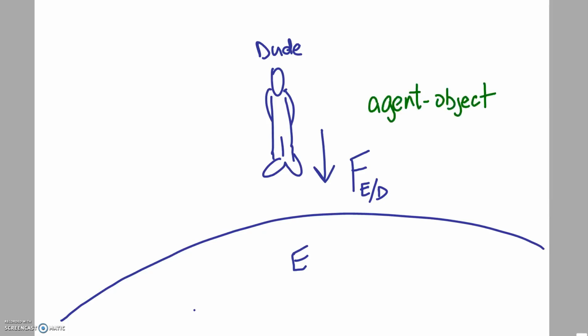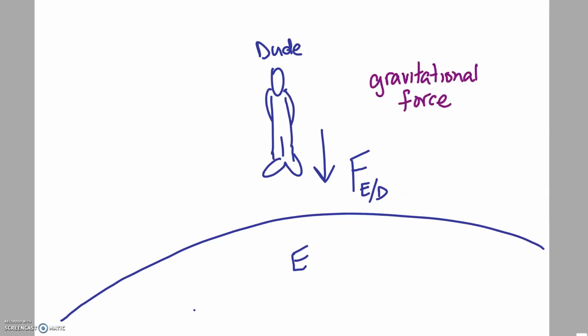Writing it this way is called the agent-object notation because the first letter is the agent of the force. So the Earth is causing this force to occur on the dude, and the dude is the object of the force. The force is occurring on the dude. This is called the gravitational force.